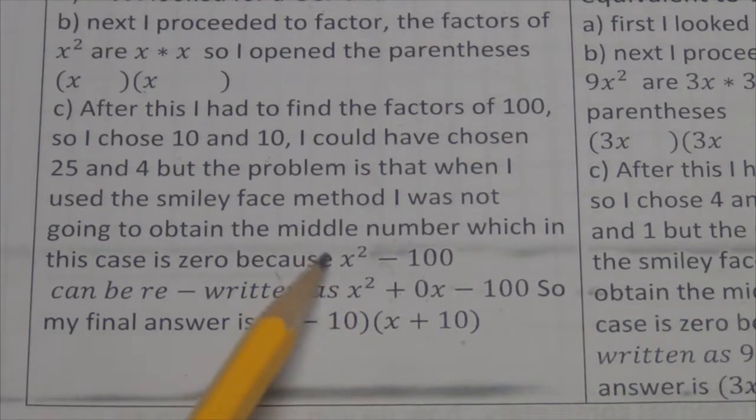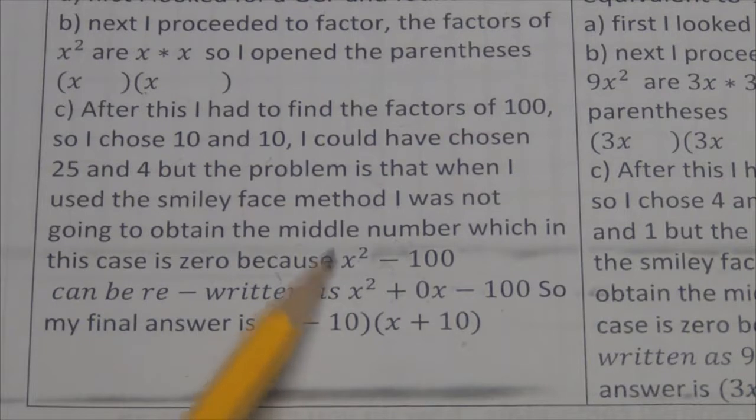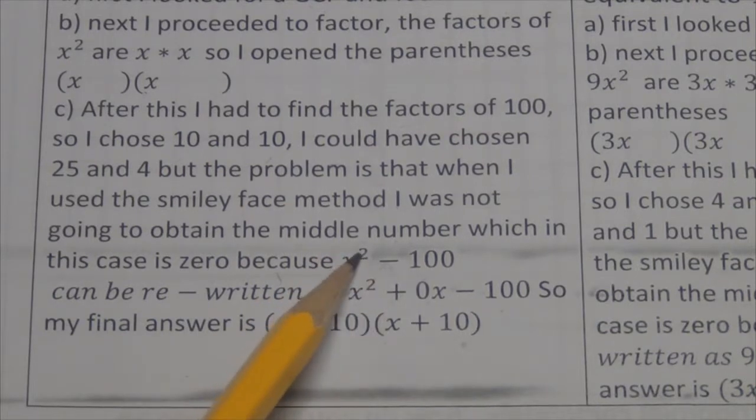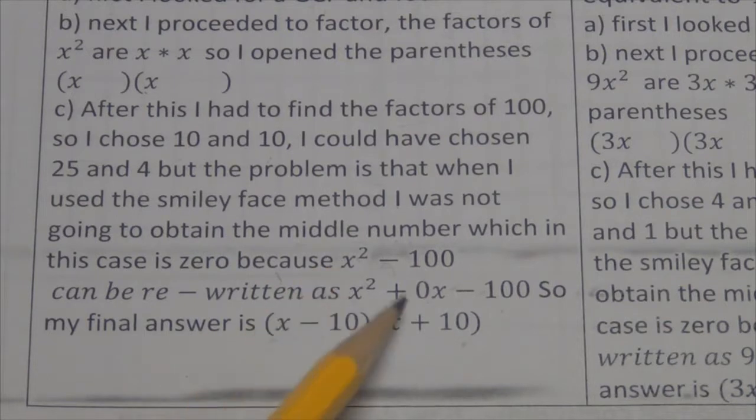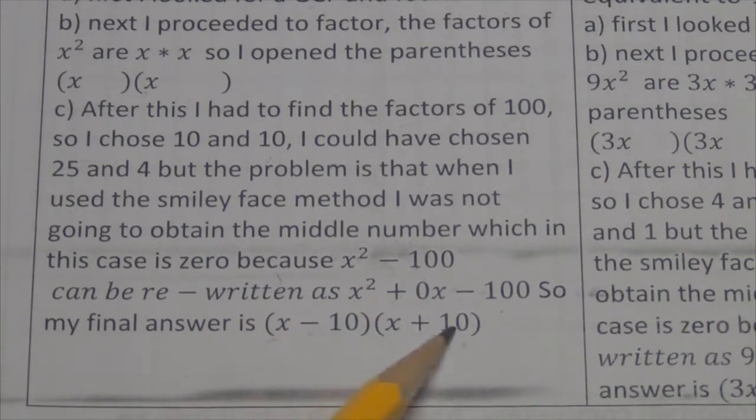Another way you could have done it is, since you have an idea of what perfect squares are, you could just take the square root of each. The square root of x squared is x, and x, right? Because x times x is x squared. The square root of 100 is 10, because 10 times 10 is 100. And the middle term is 0, so you need a negative 10 and a positive 10, because then they cancel out.